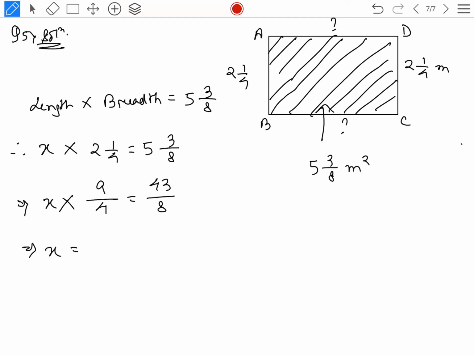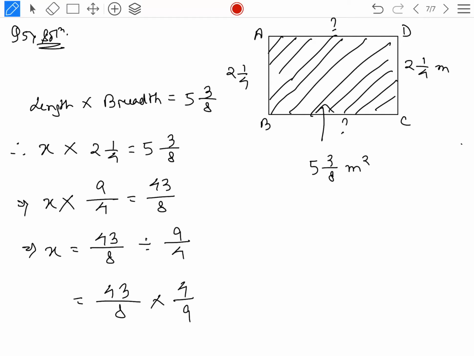So to find the value of x, we need to divide this by 9 by 4, so that it will become 43 by 8 into 4 by 9. So this is the question. You need to solve this question, then you will get the answer. I have already done these questions, you just need to find the answers. You need to practice this, because if I solve all the questions, then what will you learn by yourself?